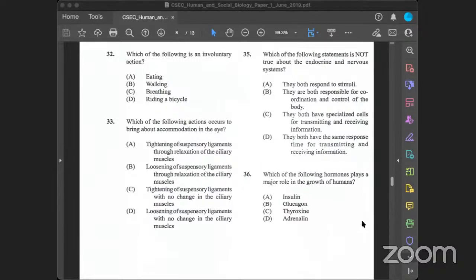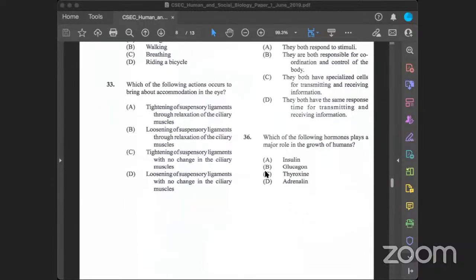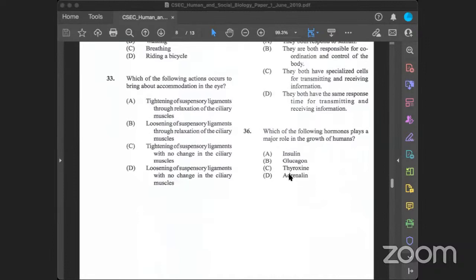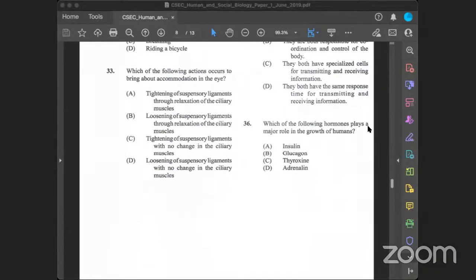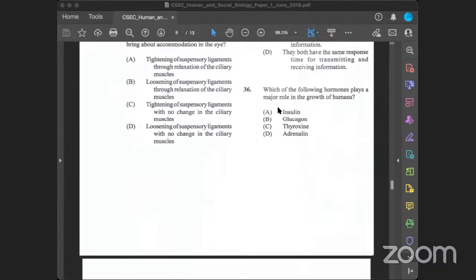Which of the following hormones played a major role in growth of humans? Growth of humans. Okay. Let me give you another hint. This one regulates metabolism. C. Thyroxine. Yep, thyroxine. C. 36 C. I've never seen this question before. It's new? Or you've seen it before? No, sir. Yeah, so 36 C.